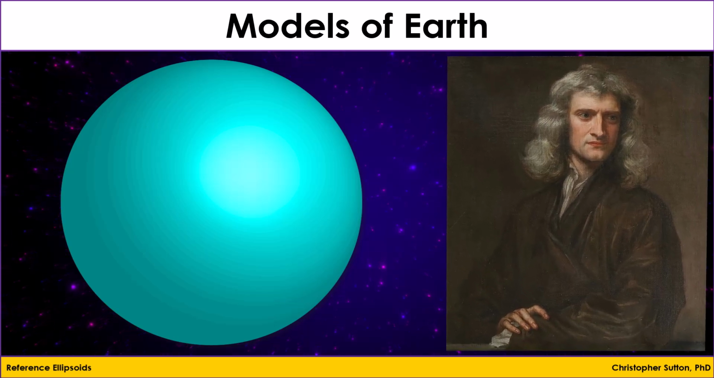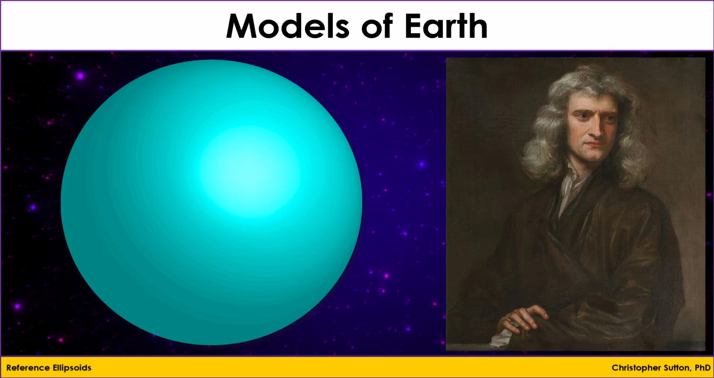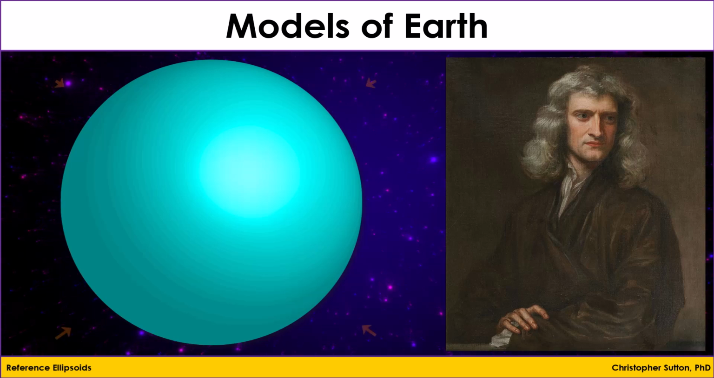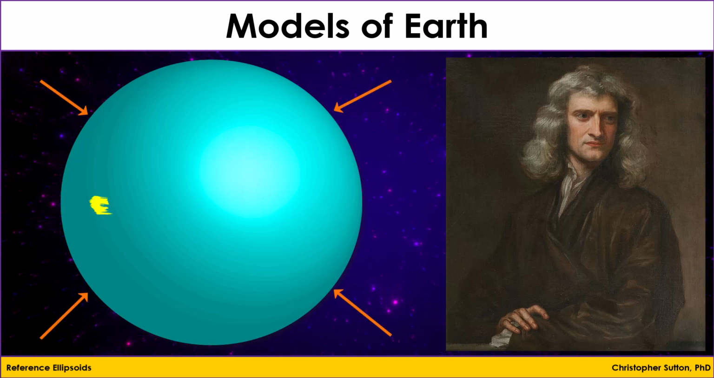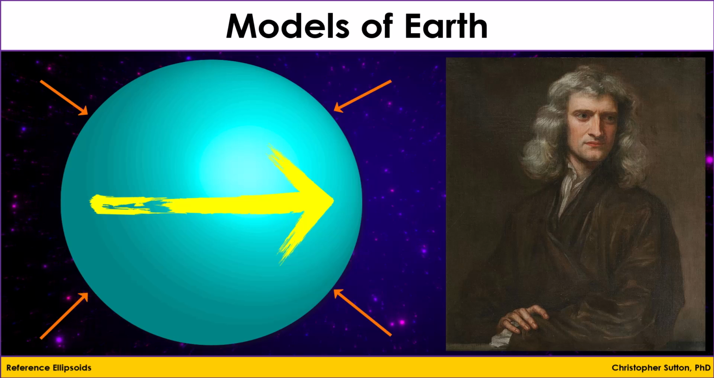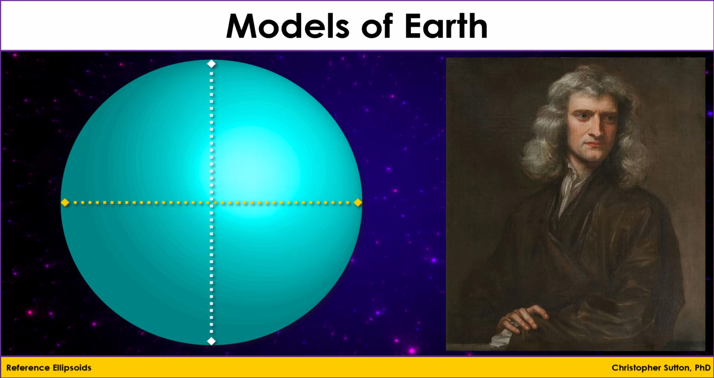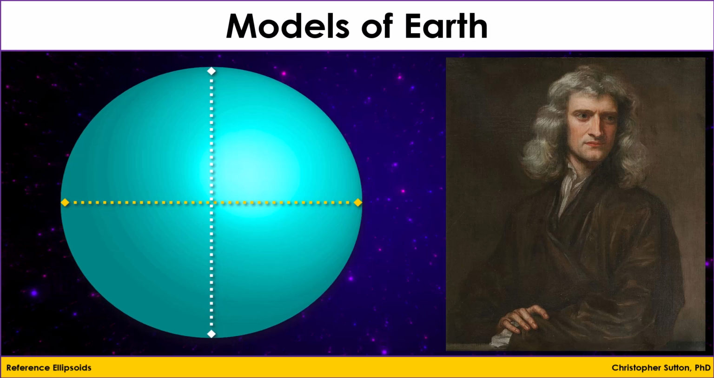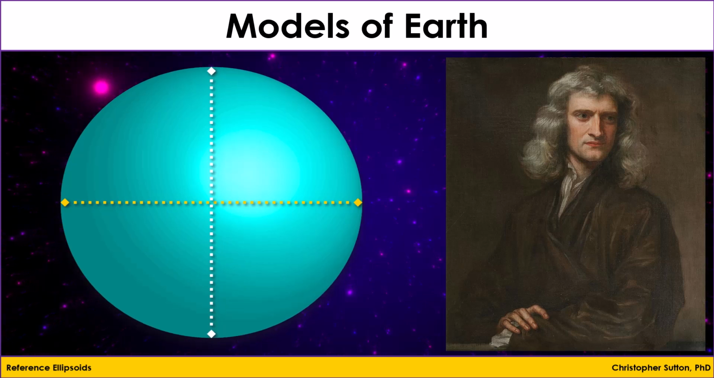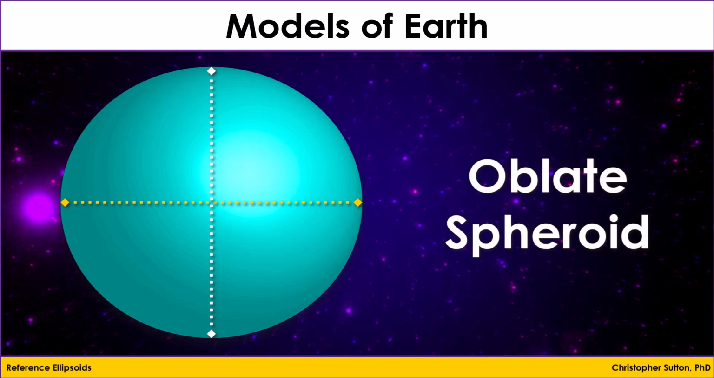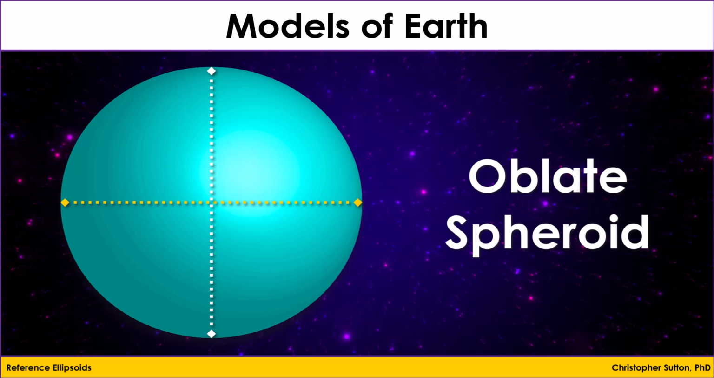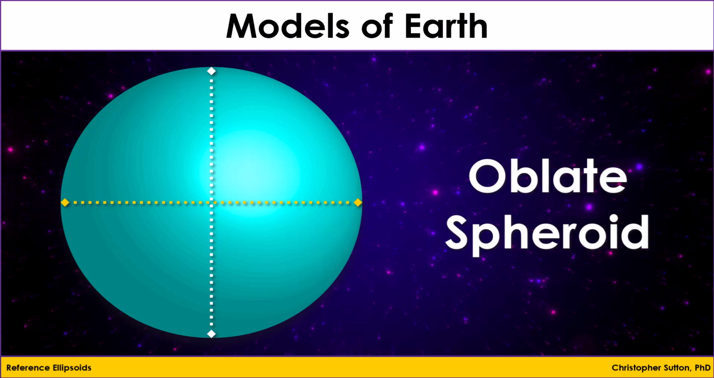In the 1600s, Isaac Newton postulated that Earth is not spherical in shape because of gravitational forces and rotational forces. Specifically, he postulated that the axis between the poles would be shorter than the equatorial axis. Thus, Earth's shape would be an oblate spheroid, which is a special type of ellipsoid.